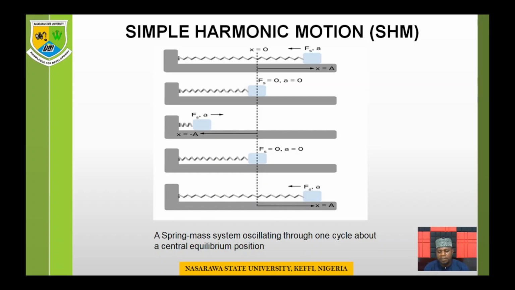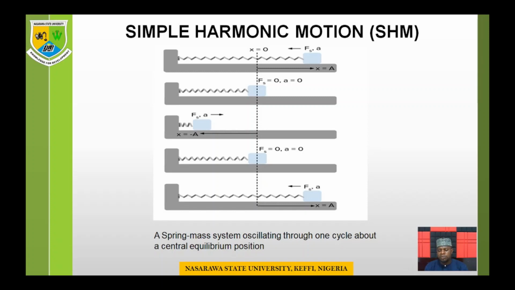The fourth diagram is when the pull force has been released, the push force has been released, and the spring has come back to its original position again. And the last diagram, which is the fifth one, is just a repeat of the first diagram. So this is just an example of a spring mass system oscillating through one cycle about a central equilibrium position.